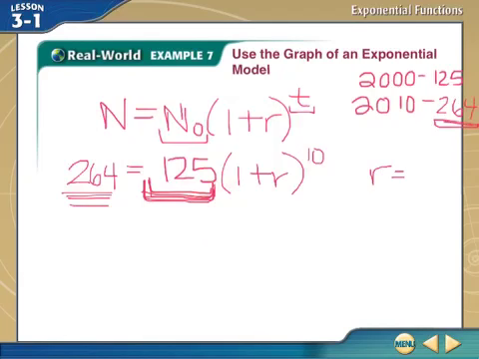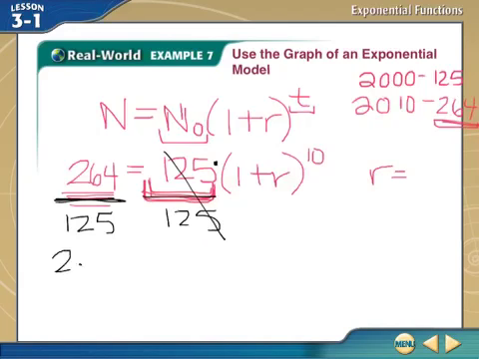Since I'm multiplying 125 times 1 plus r to the 10th power, I'm going to start by dividing both sides by 125. These 125s cancel out, and 264 divided by 125 is 2.112. And that's equal to 1 plus r to the 10th power.